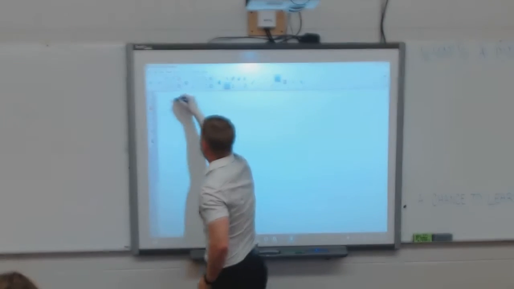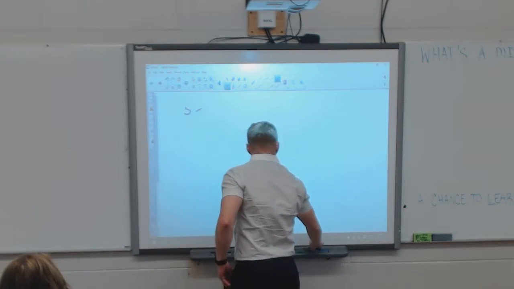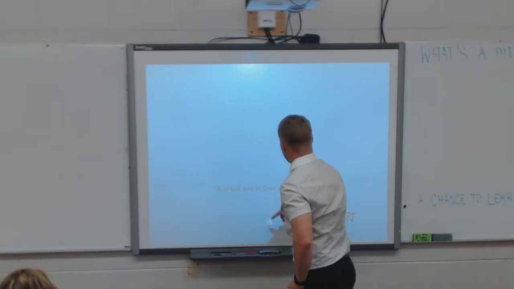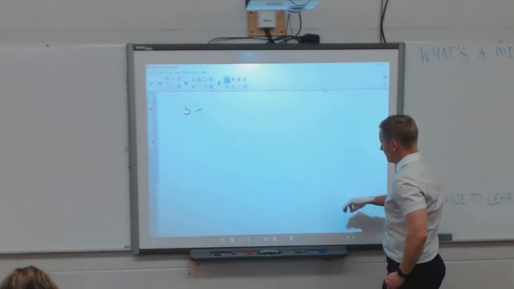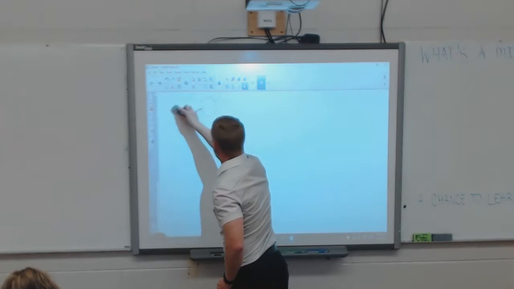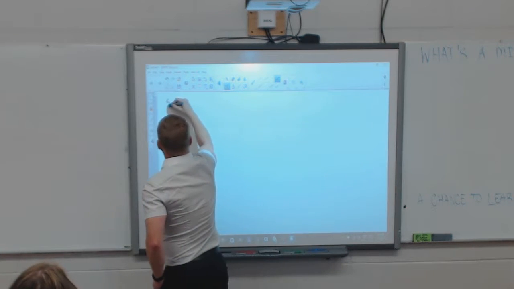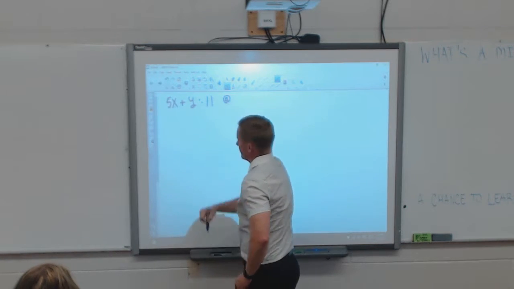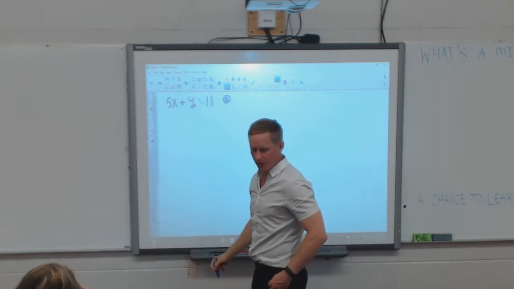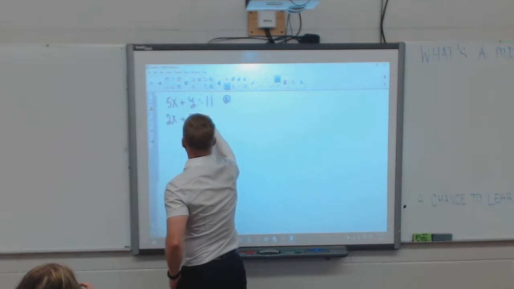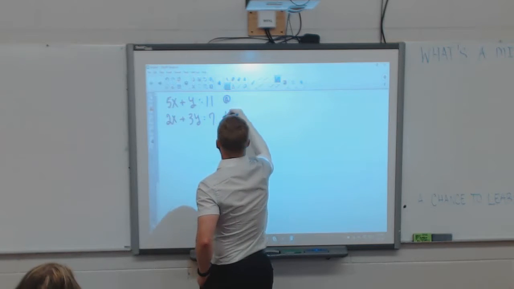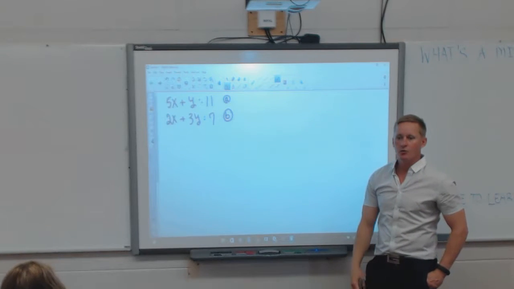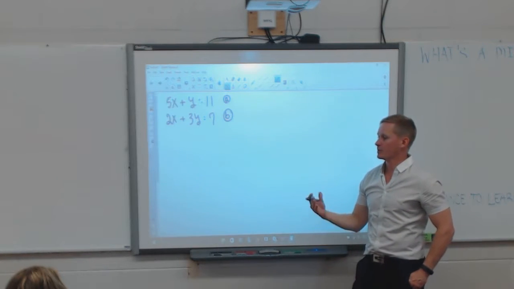I've got 5x plus y is equal to 11, the first equation. So this is on page 191. 5x plus y is equal to 11. That's equation number 1. Now I'm going to label them. I'm going to label that one A. Then I have 2x plus 3y equals 7. I'm going to label that B. Now my objective here is to find out where these two lines cross. So where they cross is at a coordinate, x and y.